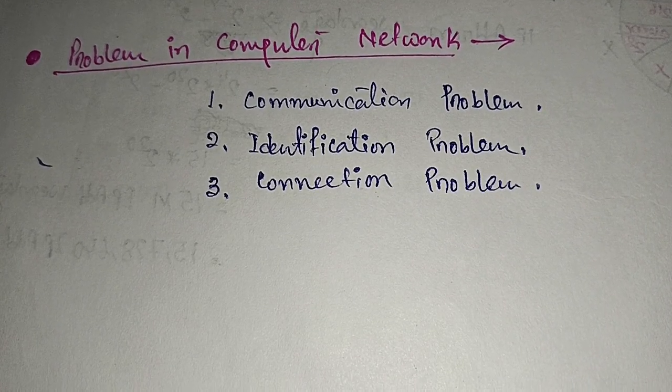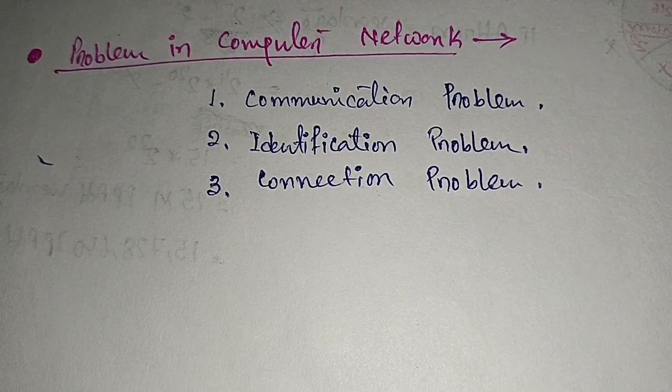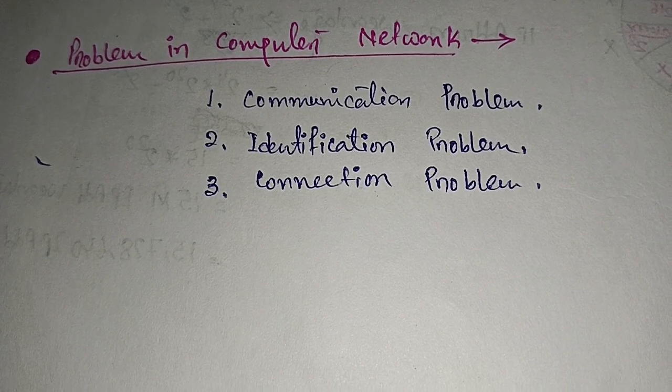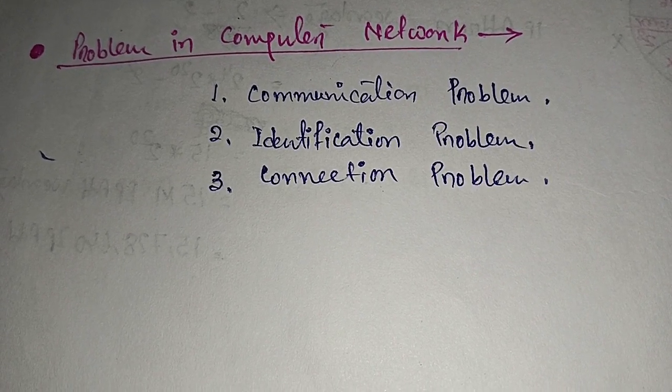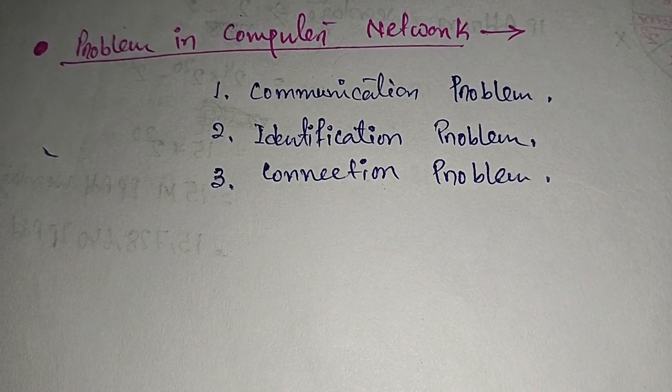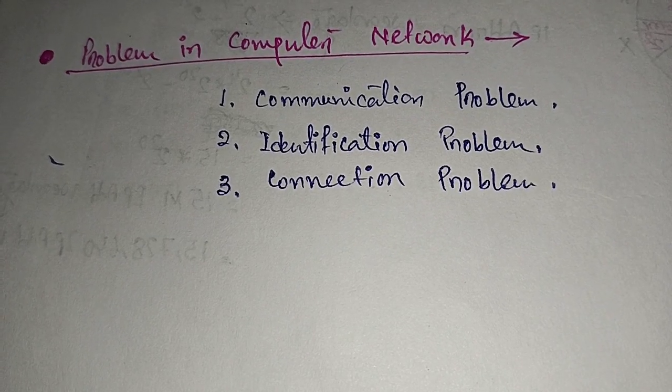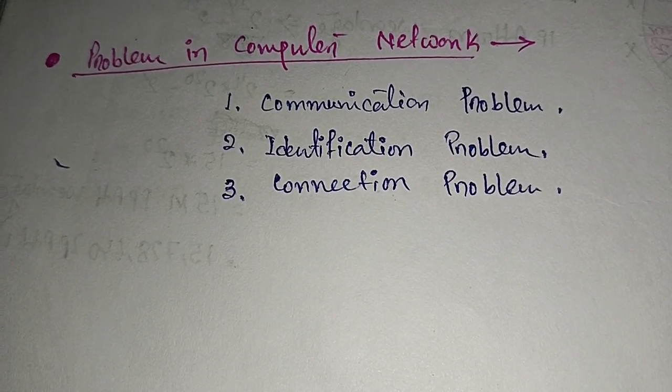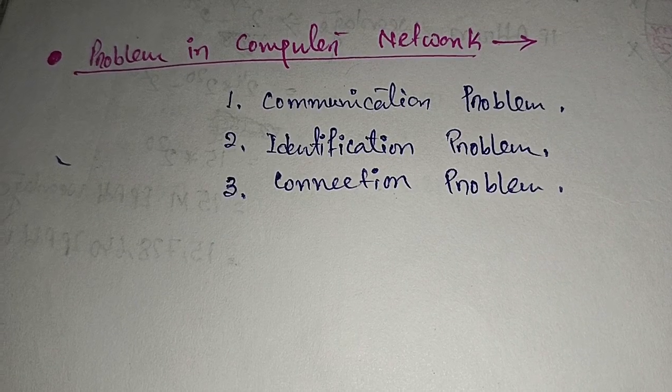So in the previous day we were discussing the problems of the computer network. There are three problems in the computer network: one is the communication problem, one is the identification problem, and one is the connection problem. In the previous day we discussed the communication problem, so today we are discussing the identification problem.